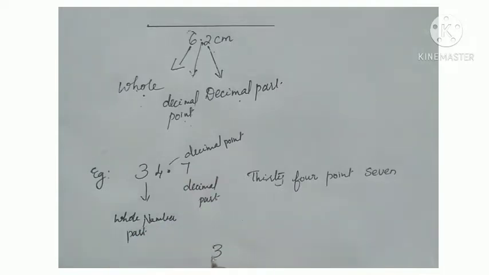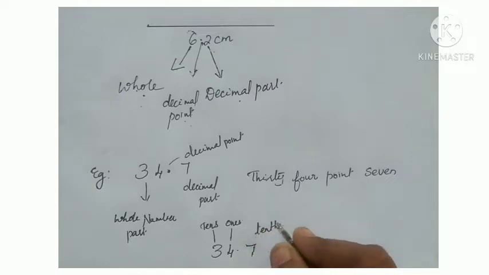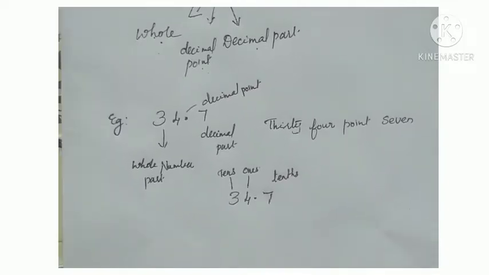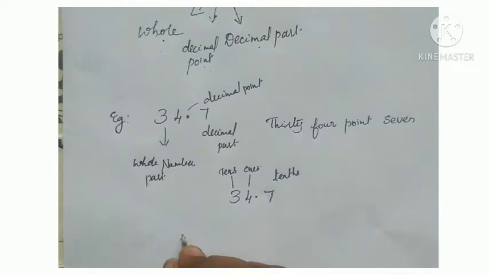Once again I repeat this number. This is the ones place and this is the tens place. But this place we have to mention tenths. So our chapter name is tenths and hundredths. So that means on the right side of the decimal point, the first place we have to mention is tenths. First place we have to mention tenths. And one more example I can show you here. So this is another example.